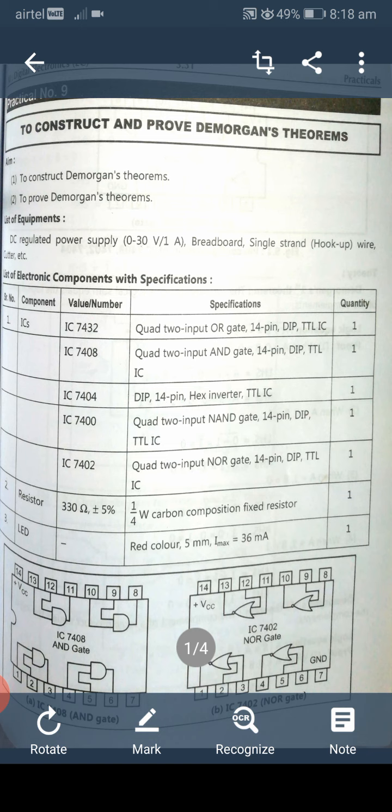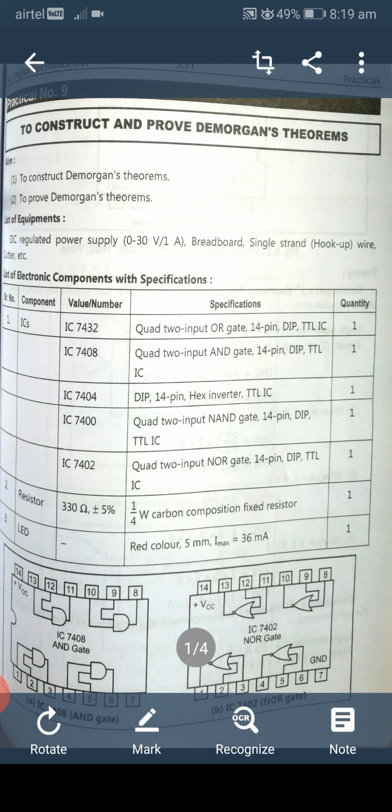The list of equipment required for this experiment is a DC regulated power supply, 0 to 30 volt, 1 ampere, a breadboard, single strand hookup wire, wire cutter and stripper, etc. Now the list of electronic components with specification.